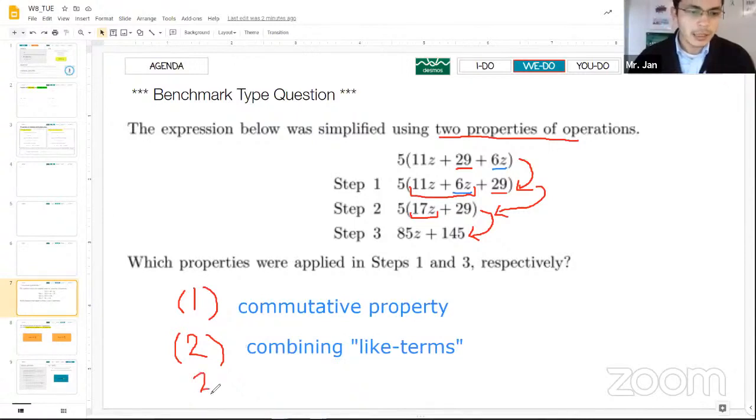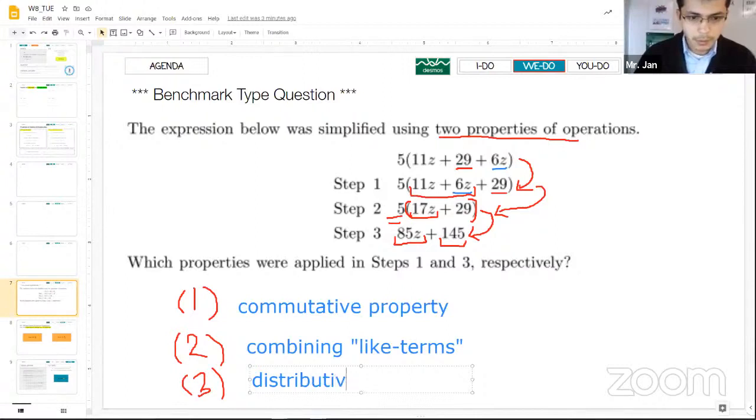And the last one, let's talk about step 3. Let's pay attention to this one. From this line to the last line, what did they do? If you see, there was a parentheses, and outside of the parentheses there is a number 5. It looks like on the next line it disappeared. Actually, it didn't disappear. It distributed to every single thing inside of the parentheses. Distributing means multiplied. For example, 5 times 17 becomes 85. You can double check if you're not sure. And 5 times 29 becomes 145. And the last step is the distributive property.